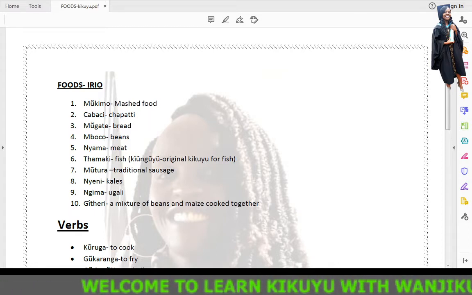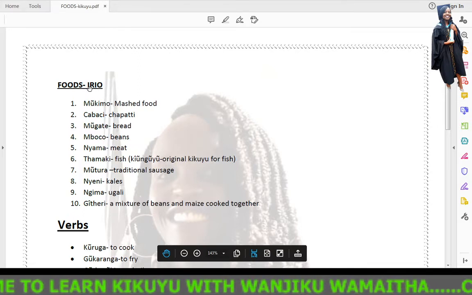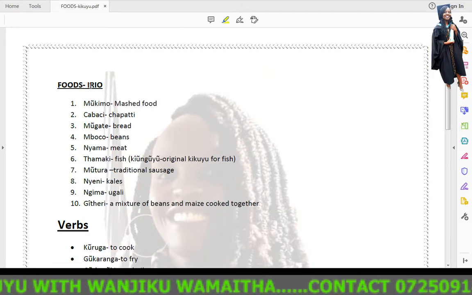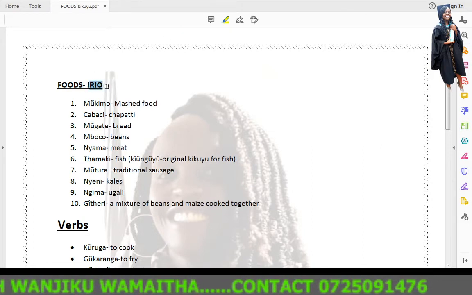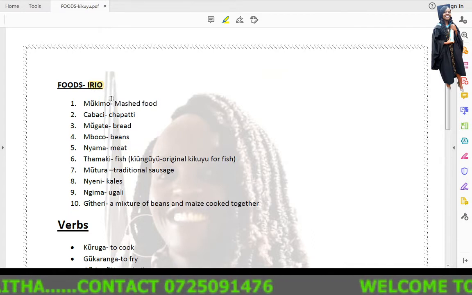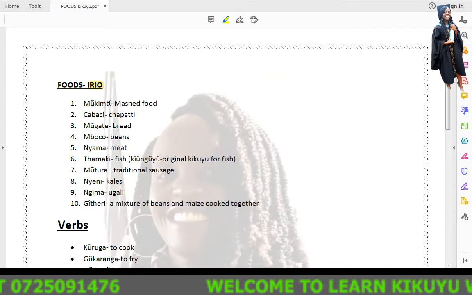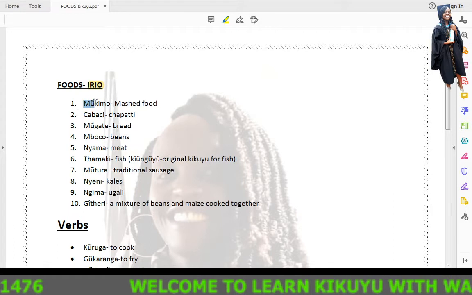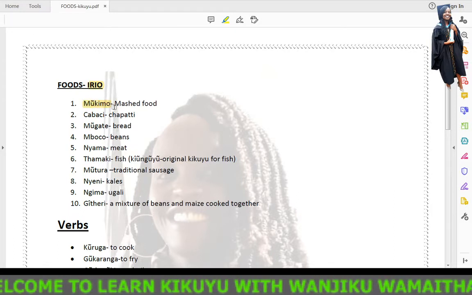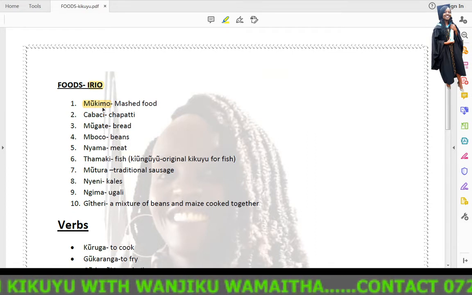In this lesson, you're going to learn about food, different types of food in Kikuyu. In Kikuyu, foods, we call them irio. So we are going to learn different types of food. The most common type of food in Kikuyu, we have the mashed food. That is, in Kikuyu we say mokimo. This is mashed food in Kikuyu.